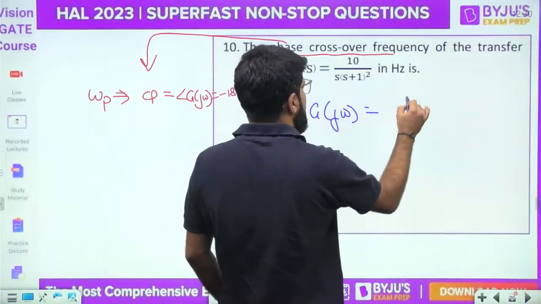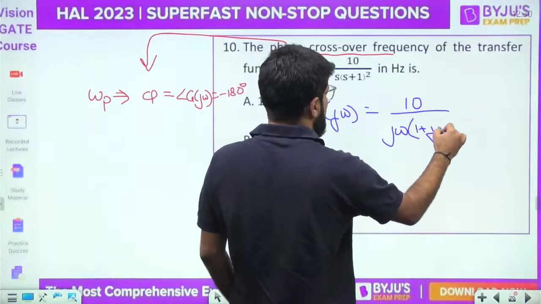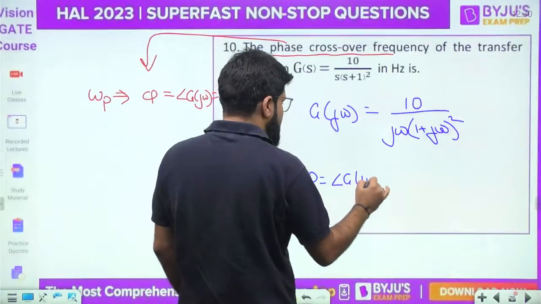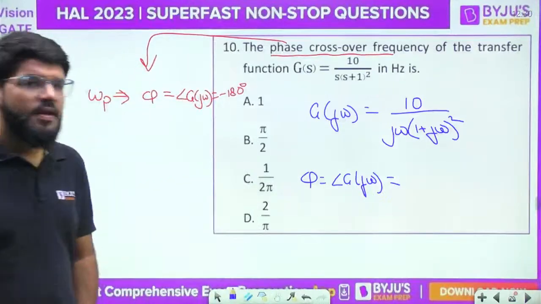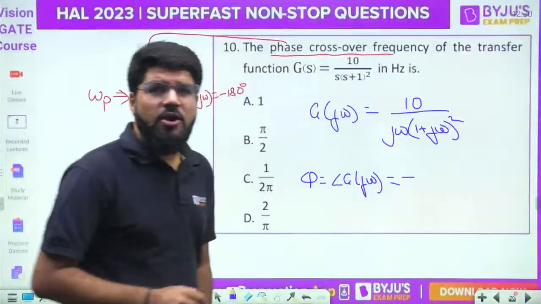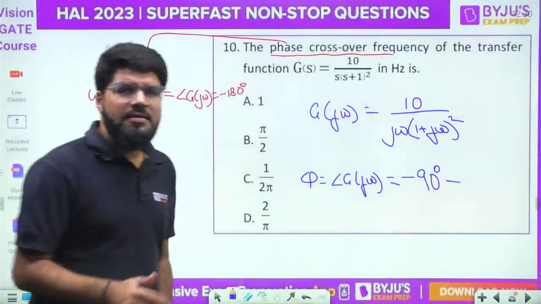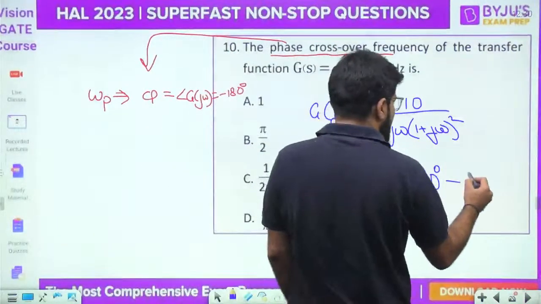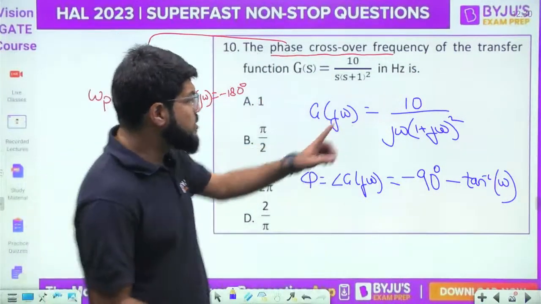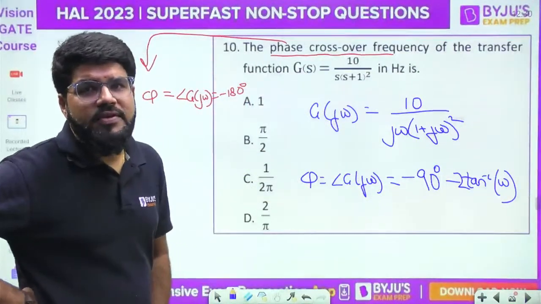This is the G(s) given to me. So it's going to be 10 divided by jω into (1 plus jω) whole square. So what is the angle of G(jω)? Numerator is a positive real number, so 0. Denominator jω, pure imaginary, 90 degrees. Minus for every denominator term. 1 plus jω: what is the phase of 1 plus jω? Tan inverse ω. But it is squared, so 2 times will come. Tan inverse ω plus tan inverse ω, so 2 tan inverse ω.